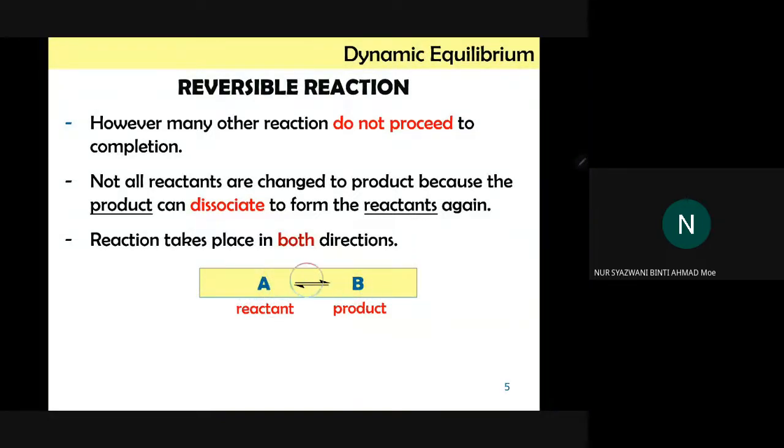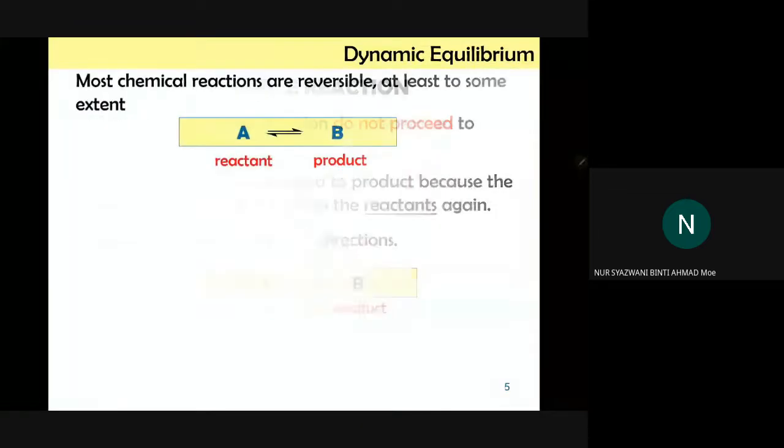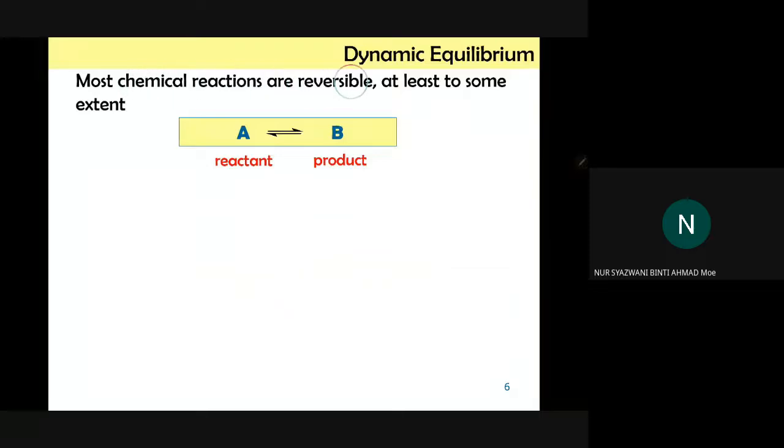This is the reality of most reactions. So most reactions it occurs like this. So A jadi B and then B akan jadi A semula. So dia ada kadar tindak balas yang berbeza. Okay. And most chemical reactions are reversible at least to some extent.